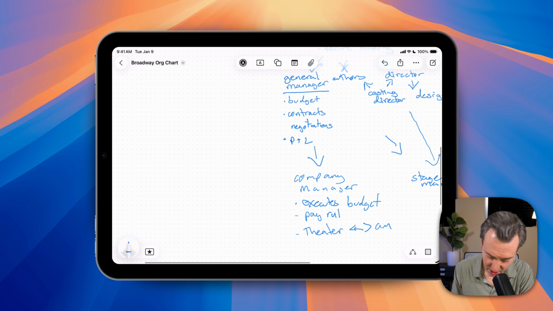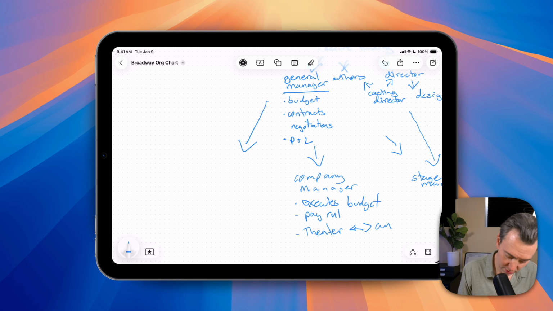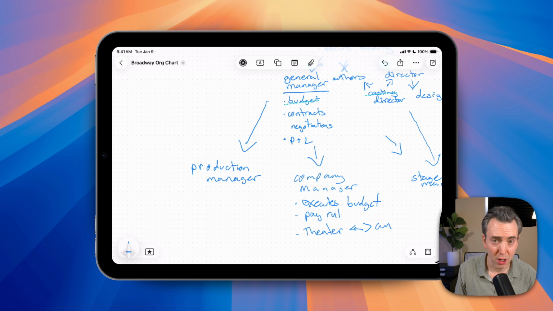And then, finally, reporting into the general manager is your production manager. Sometimes also called a technical director, and they're in charge of all of the technical elements of the show and staffing the technical positions on the show. Not the design positions per se, but the technical positions on the show.